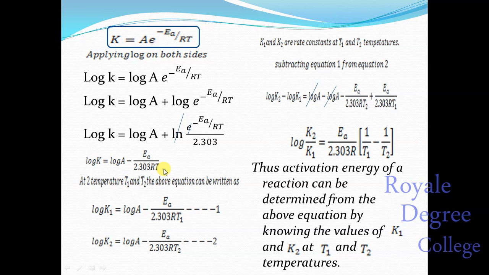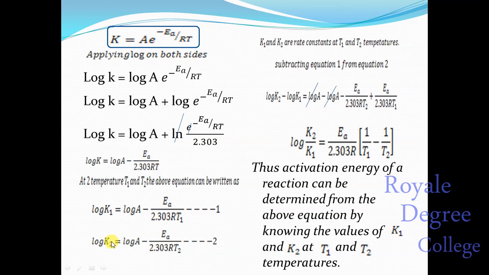At two temperatures, T1 and T2, the above equation can be written as log k1 is equal to log A minus Ea by 2.303 RT1, it is our equation number 1. Next is log k2 is equal to log A minus Ea by 2.303 RT2, it is our equation number 2. Now, k1 and k2 are rate constants at T1 and T2 temperatures.